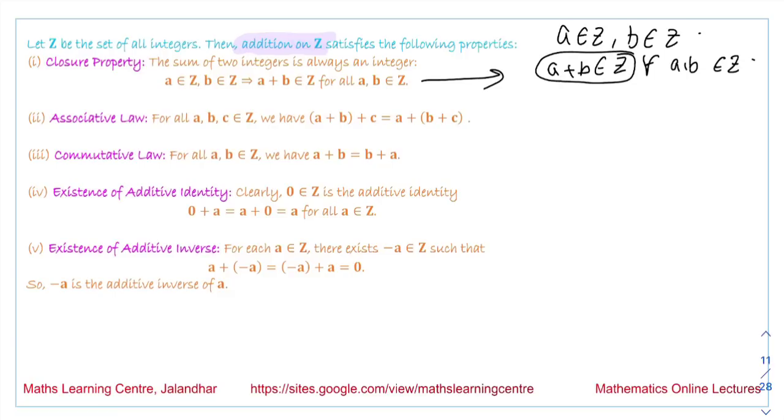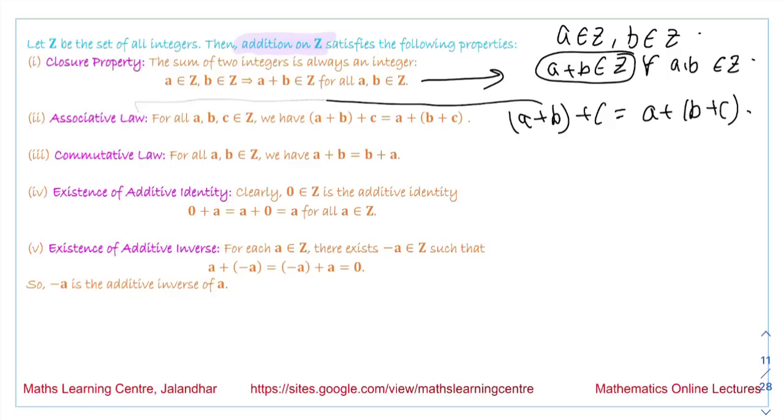So we are saying it is satisfying the closure property. Next, (a + b) + c is equal to a + (b + c). This property is called the associative property. Next, a + b is equal to b + a, so it satisfies the commutative law.